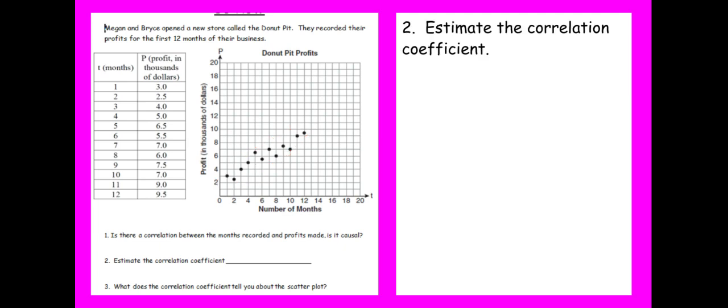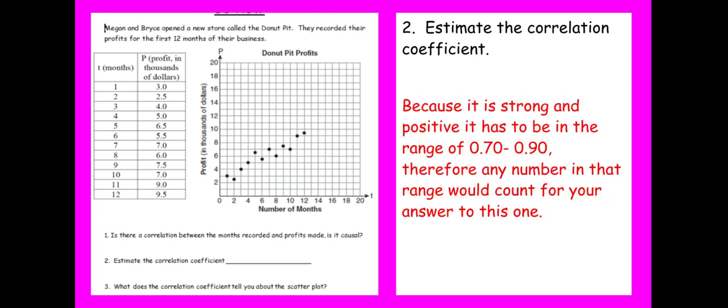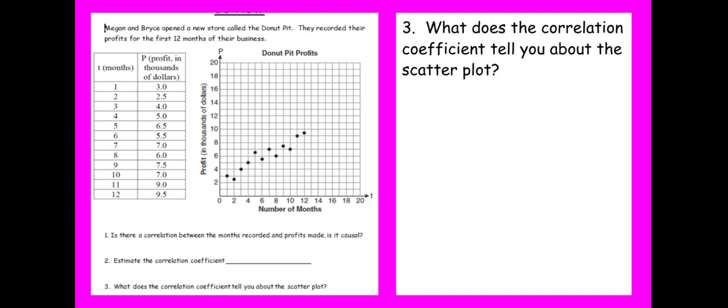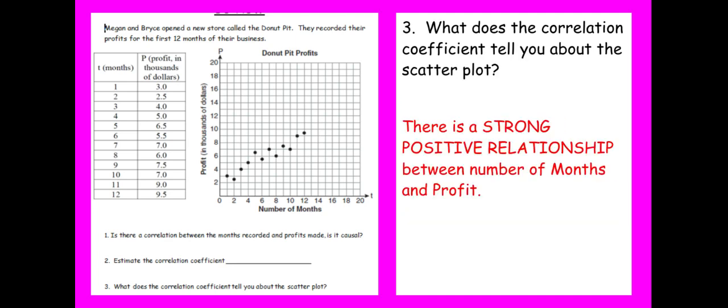All right, next question, estimate the correlation coefficient. If you had anything between the range of 0.7 to 0.9, that's great, because that's what a strong positive correlation is within that range. Next one, what does the correlation tell you about the scatter plot? We already said there's a strong positive relationship between the number of months and profit. So hopefully you guys got those correct. If not, please go back, rewind, and correct your information.